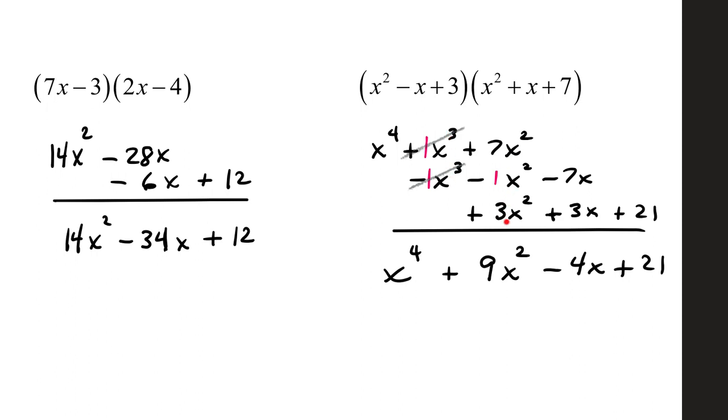Like terms I have stacked vertically. X to the 4th is the only one of its type. We have a couple of x cubes, but 1 minus 1 is 0. We don't have an x cubed total in the final answer. Then we move over to the x squareds. 7 minus 1 plus 3, that's 9 total of the x squareds. Negative 7x plus 3x, that's negative 4x. And then 21 is the only one of its type.